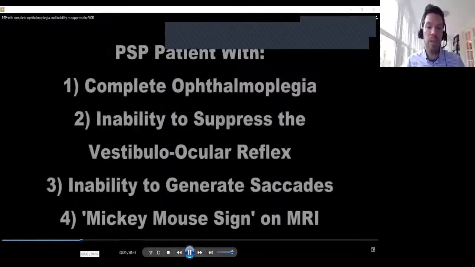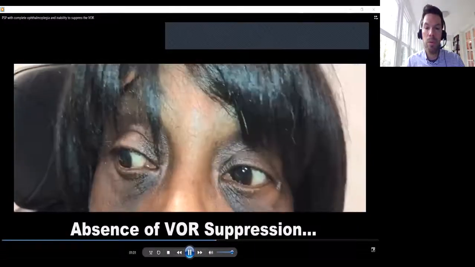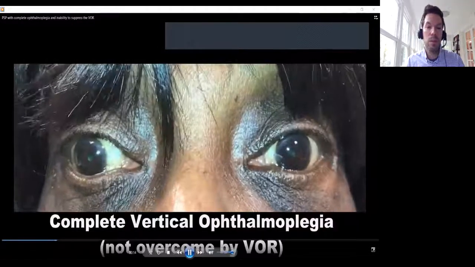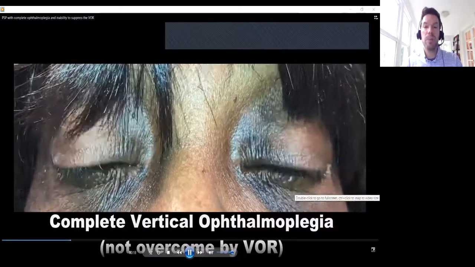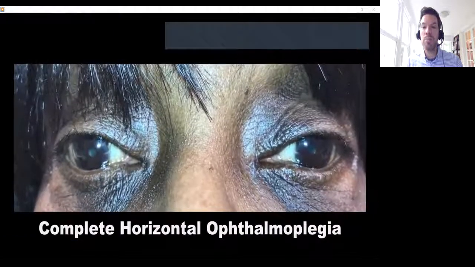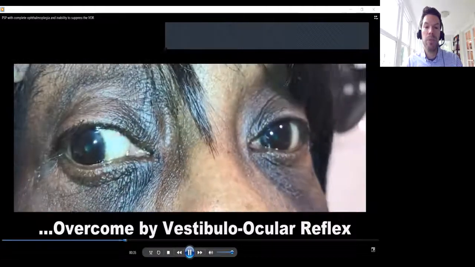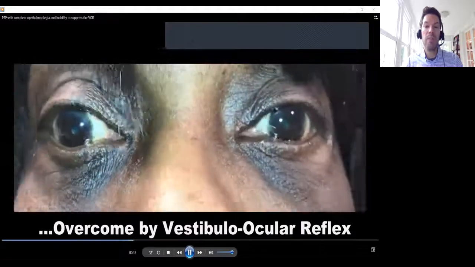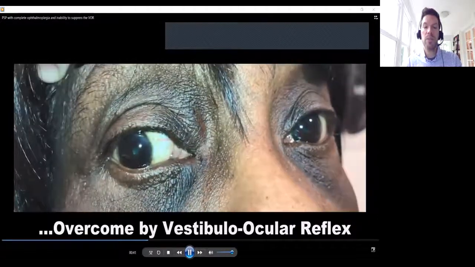So what happens if you have no VOR suppression? Look right at the light of the camera. Move your eyes up towards the ceiling. Good. Try to move your eyes down towards the floor. Look down. Ophthalmoplegia. And now I want you to look to the right. Very advanced progressive supranuclear palsy. Good. Just try to move your eyes to the right. Left. But if I move the head, the vestibulo-ocular reflex still works. That can overcome the deficits.